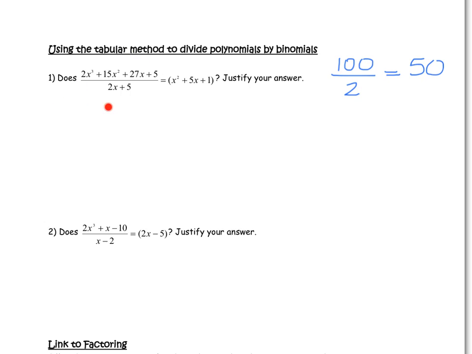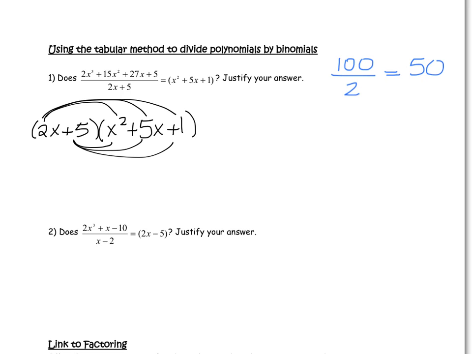So they're asking, does this thing, when you divide it, equal this? How could you check it? They're asking, does it make sense, and justify it. So all you have to do is show that this times this equals that, just as 50 times 2 gives me 100. You may use the box method, or you may double distribute. So some of you may want to just take 2x plus 5 and multiply it by x squared plus 5x plus 1 by double distributing. So distribute the 2x into everything and the 5x into everything and combine like terms. If after you do that, you get 2x to the third plus 15x squared plus 27x plus 5, you know that it makes sense. I'm personally going to do the box method because I think that's a little bit easier.